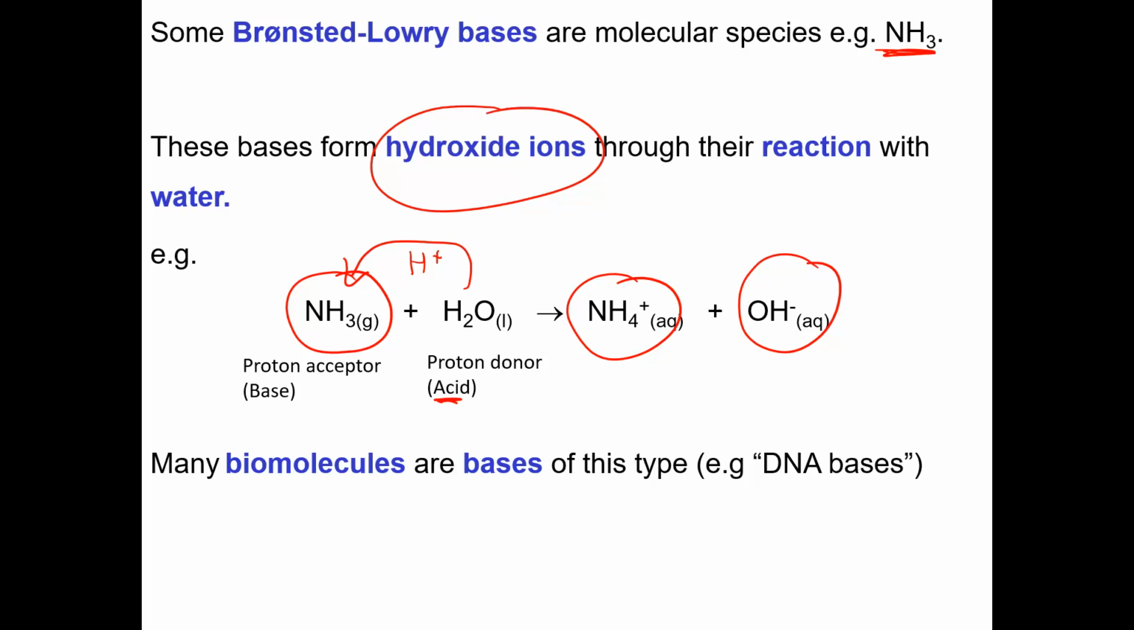That is, they are not ionic compounds. And perhaps the most famous example would be the DNA bases, your A's, C's, T's, and G's. They're called bases because they are all bases and function as proton acceptors.